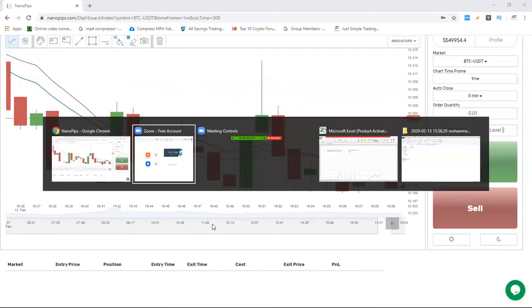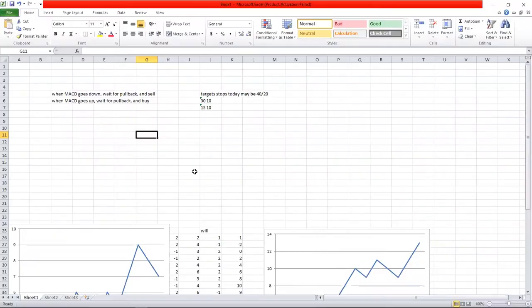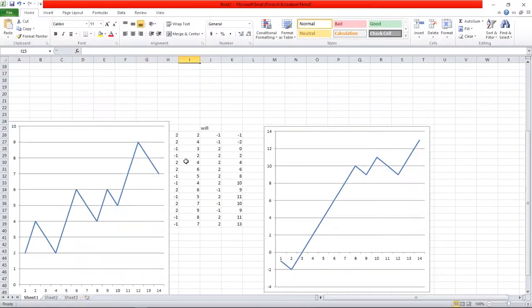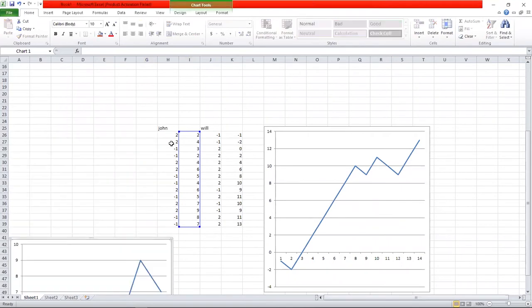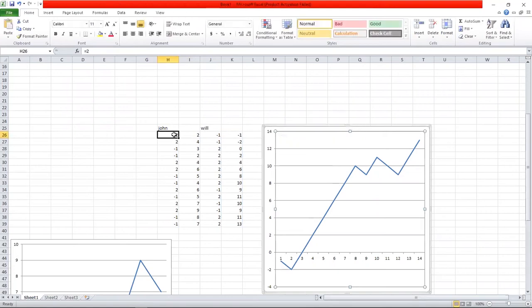Let's go to Excel. So what's happening is that, let's say, for example, John is trading with the trend and Will is trading against the trend. So we add up the trades, 2, 2, -1, -1, 2. These are just the stops and targets we're talking about. We're just keeping it simple to 2, 1, 2, 1 instead of 20, 10, 20, 10.